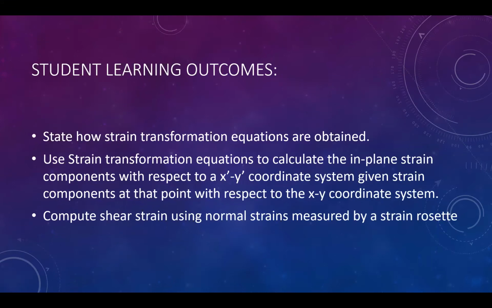Now those first two learning outcomes are essentially the same as the learning outcomes from the previous video on stress transformation. Unfortunately, I forgot to include them in that video, but if you just swap out the word strain for stress, then these first two learning outcomes are the learning outcomes of the previous video. But this video has a third learning outcome, which is to compute the shear strain using normal strains measured by a strain rosette. So at the end of this presentation, I'll talk about what a strain rosette is and how we can use that to calculate shear strain.